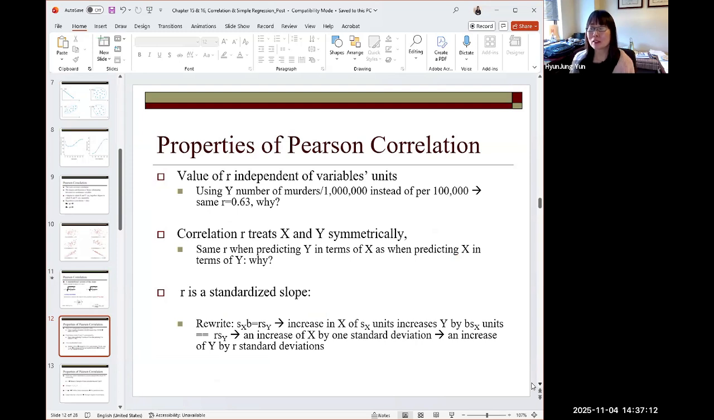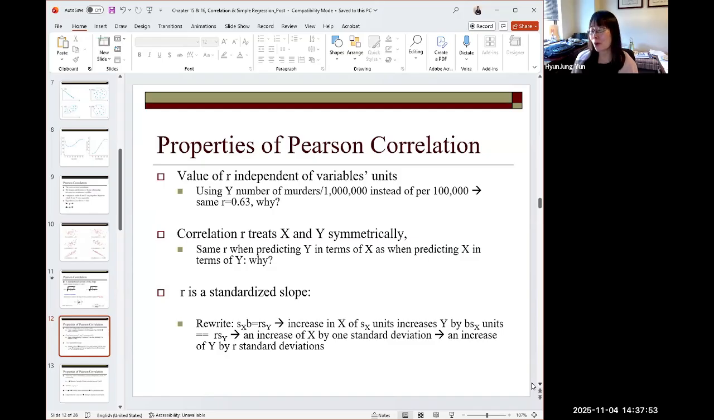So let's talk about the properties of the Pearson correlation. First, correlation values are independent of, in other words not related to, the variables' units, because the value is standardized using the ratio of standard deviations of both variables. So they don't depend on the unit of analysis or the scales of measurement. We already standardized with the standard deviations of those two variables.